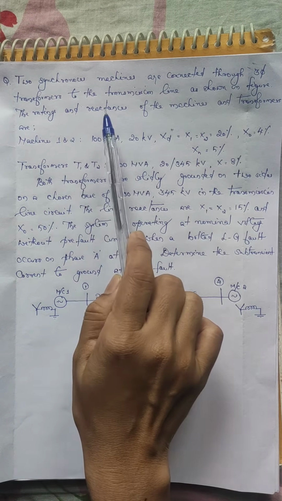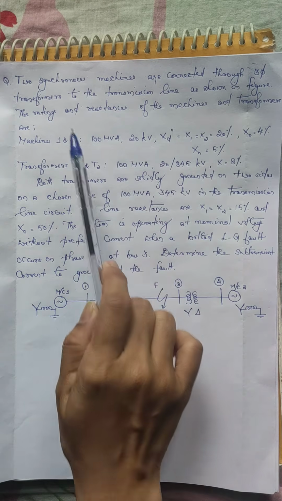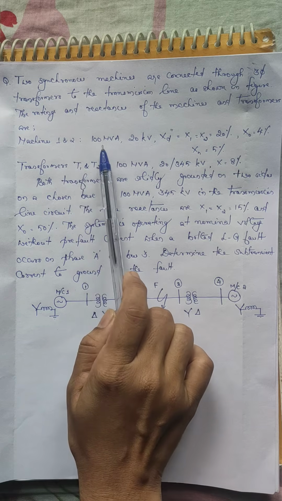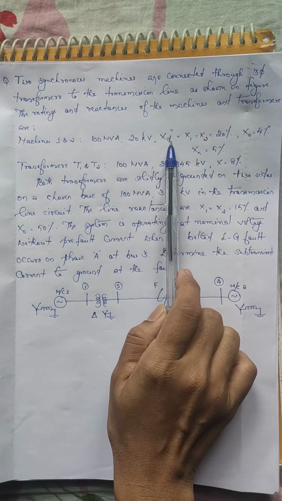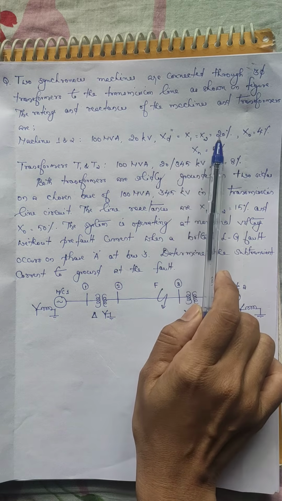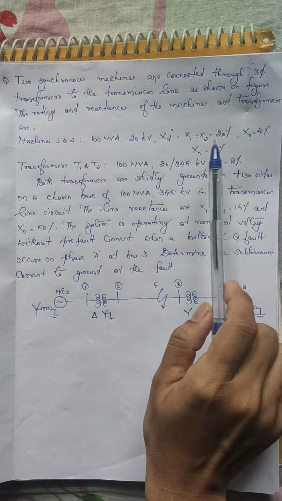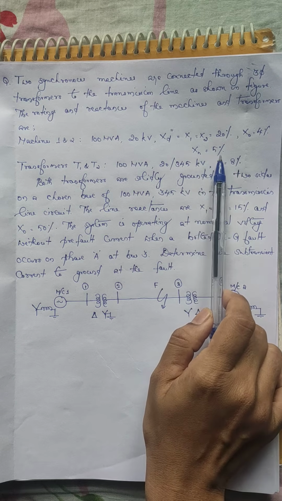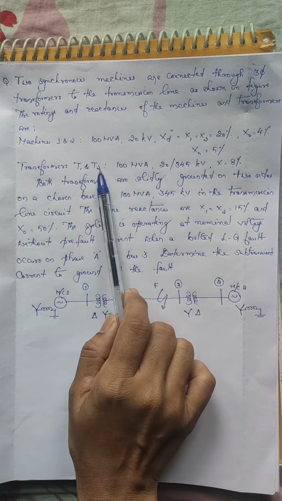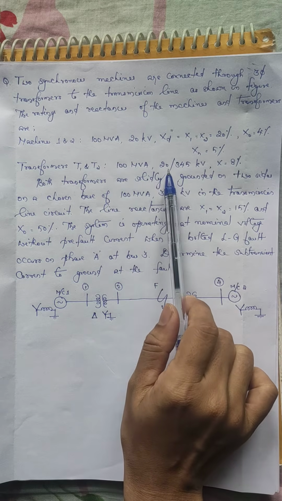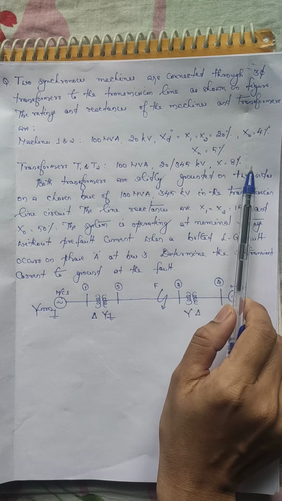The rating and reactances of the machines and transformers are: machines 1 and 2, 100 MVA, 20 kV, X" d equal to X1 equal to X2 equal to 20%, X0 equal to 4%, and Xn is equal to 5%. Transformers T1 and T2, 100 MVA, 20/345 kV, X is equal to 8%.